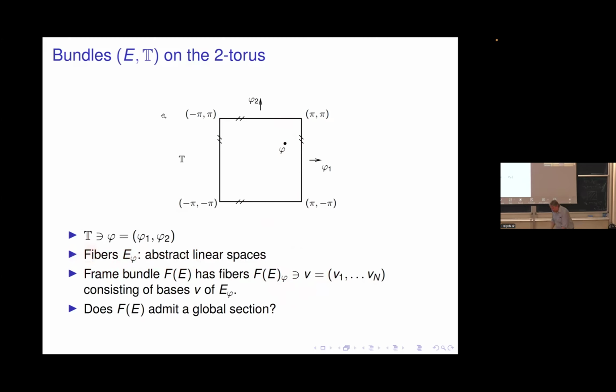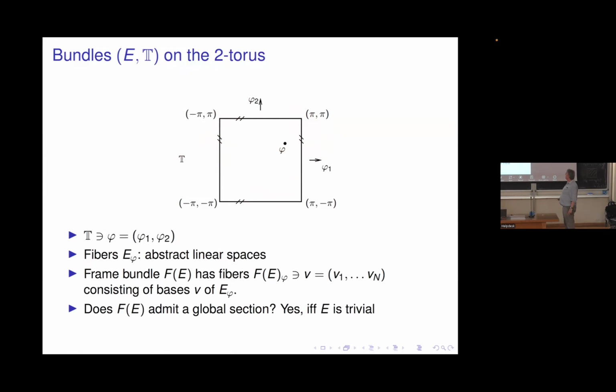So before, you have a base space, and over each point you have a vector space, all possible vectors. Now over each point, you have all possible bases. That's all there is. And so one question is whether this frame bundle admits a global section. That you can pick a frame here, and then it's not too difficult to extend it over the whole square. The task is whether you can glue it continuously across what is drawn here as a cut and come back to the other side of the torus. That is less obvious.